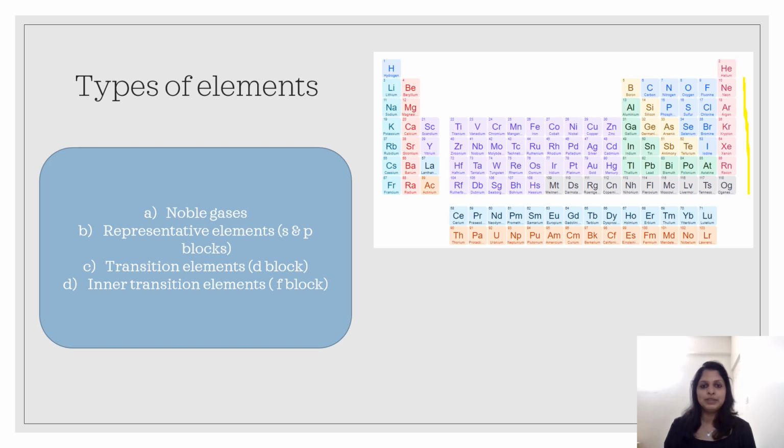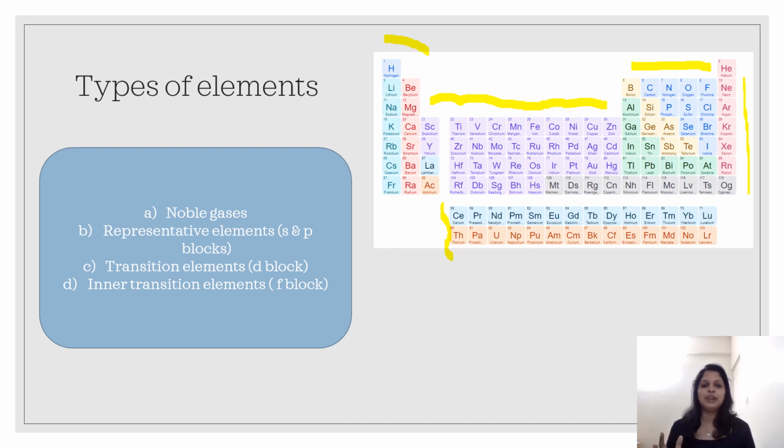The s block is the first group of columns. The p block is the last set, and it starts with boron. That is the s block and p block. And then you have transition elements, which are between s and p. And you also have inner transition elements, that is the f block.